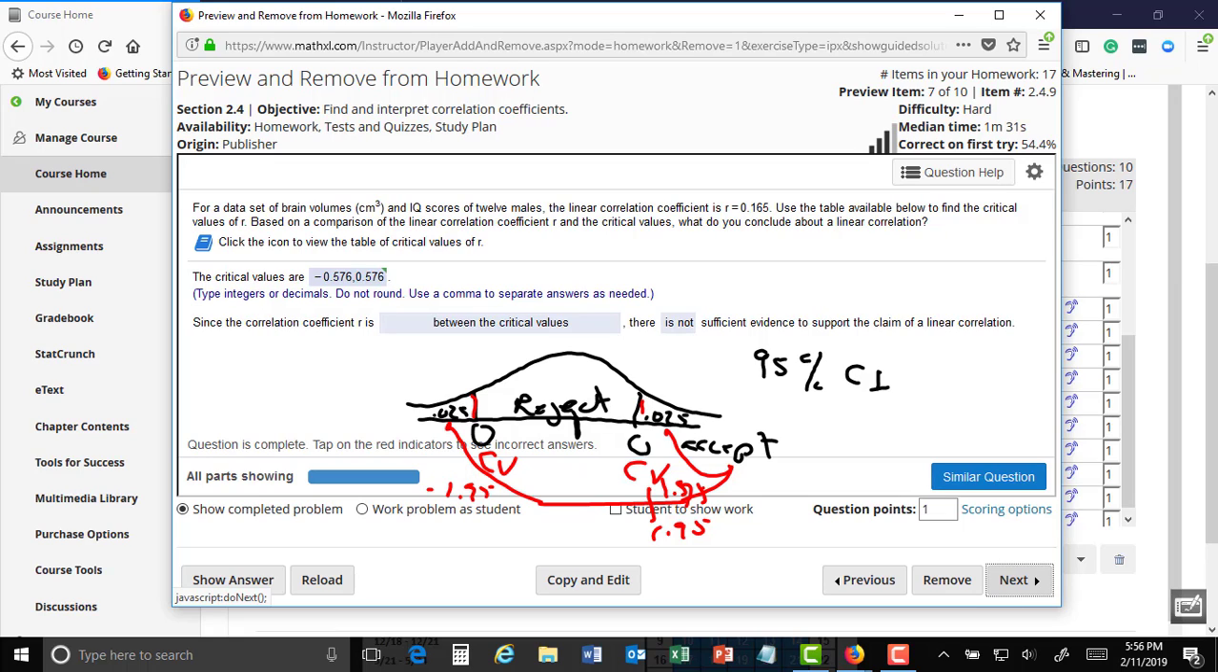Yeah. And how do you get the critical value again, that 0.576? That's given to you. I mean, you have to calculate the R. So let's see. Oh, here's the R right here. So that's 1.65. Now the critical values. Yeah, they're telling you. I thought it was 95%.